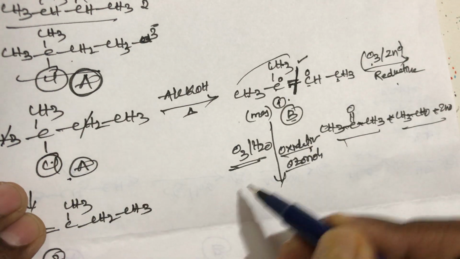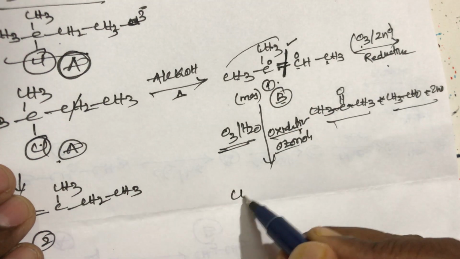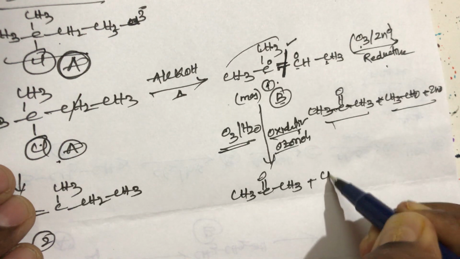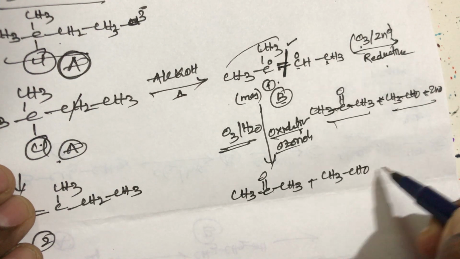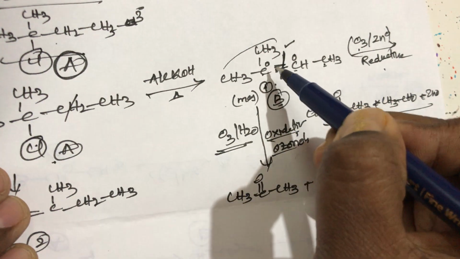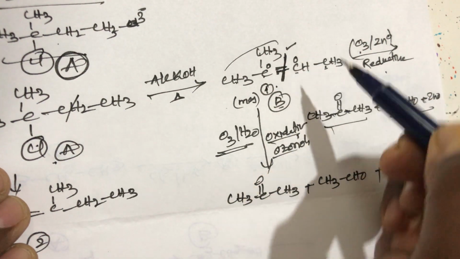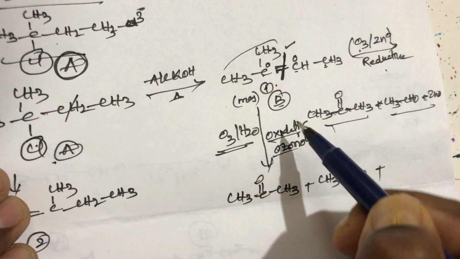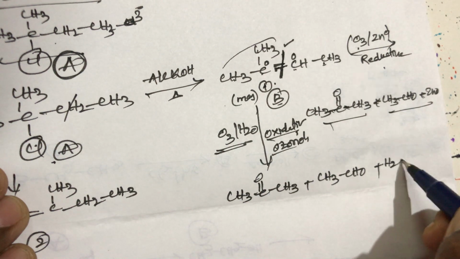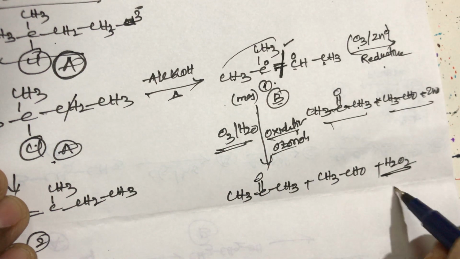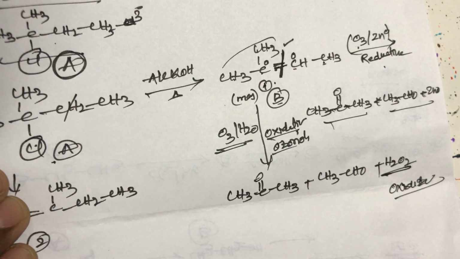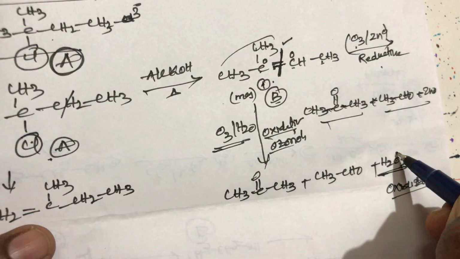In the first step, the same product will be formed: CH3COCH3 plus CH3CHO. Here also 3 oxygens are there; put one oxygen on this carbon, one oxygen on this carbon, and the remaining one oxygen combines with H2O. This H2O is converted into H2O2. This H2O2 acts as an oxidizer, a mild oxidizing agent.